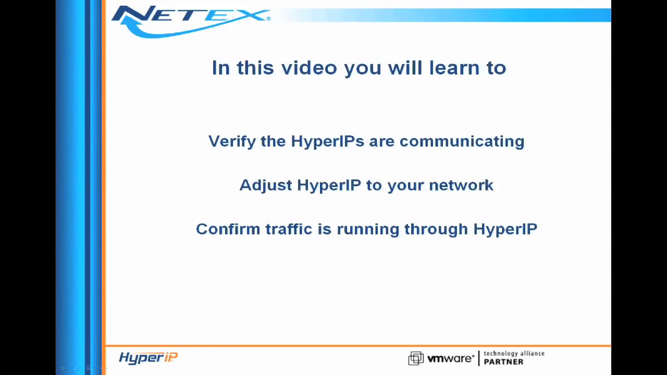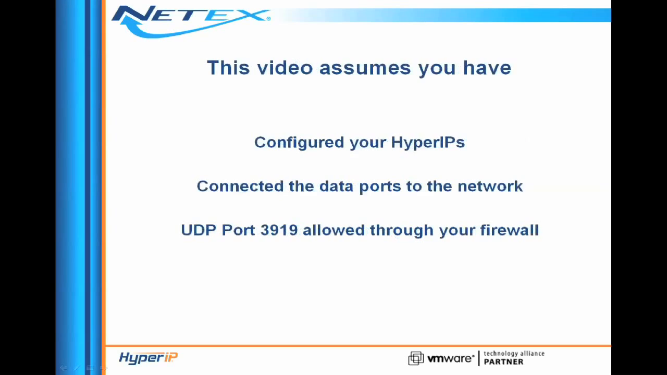In this video, you will learn to verify HyperIPs are communicating, adjust the HyperIPs to your network, and confirm traffic is running through HyperIP. This video assumes you have configured your HyperIPs, connected the data ports to the network, and the UDP port 3919 is allowed through your firewall.